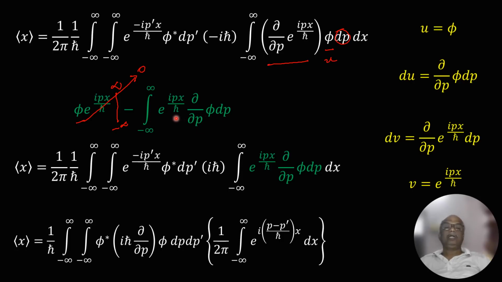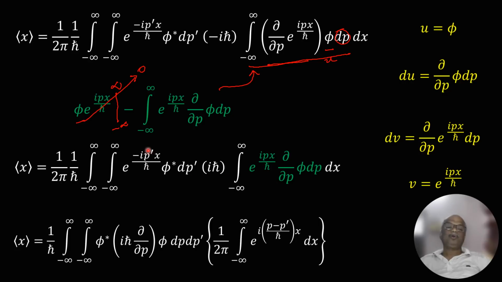Now you replace it here in this integral. You replace this integral by this one. So already there is minus i h cross, so minus of minus will become plus. Plus i h cross integral of this portion, exponential i p x over h cross, and delta over delta p psi dp dx. So we have reduced it.